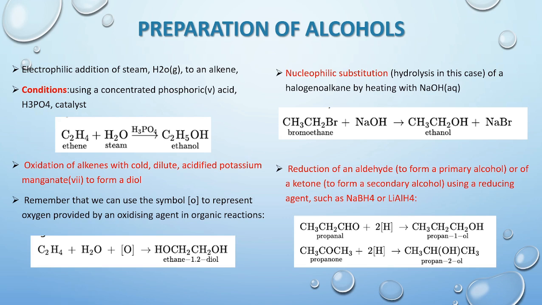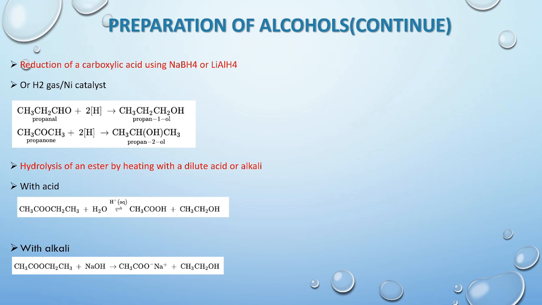Then we can oxidize ethene into alcohol, ethane-1,2-diol, with the help of an oxidizing agent. Then a nucleophilic substitution reaction in which bromoethane, a halogenoalkane, reacts with alkali to make ethanol and sodium bromide. The next one is the conversion of the aldehyde or the ketone into primary and secondary alcohol by a reducing agent. The reducing agents we usually use are either sodium borohydride or lithium aluminium hydride.